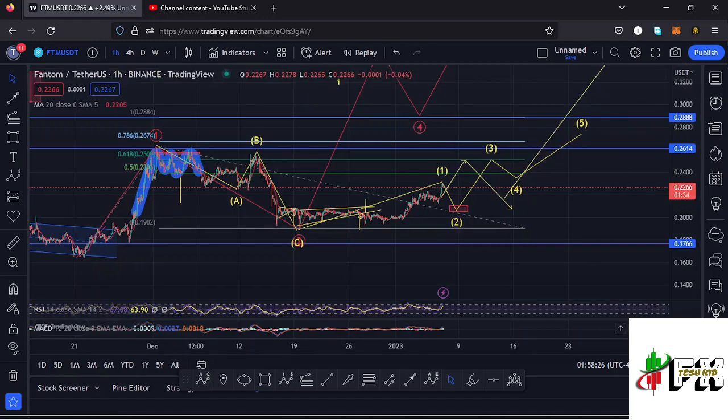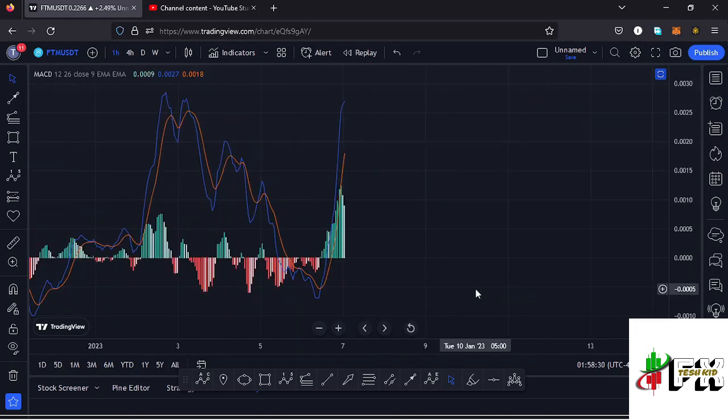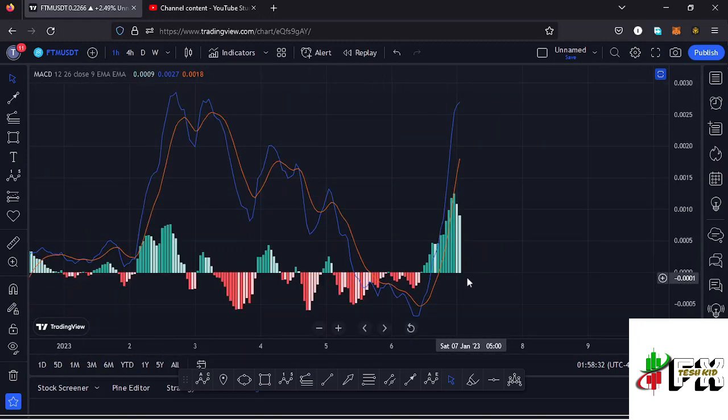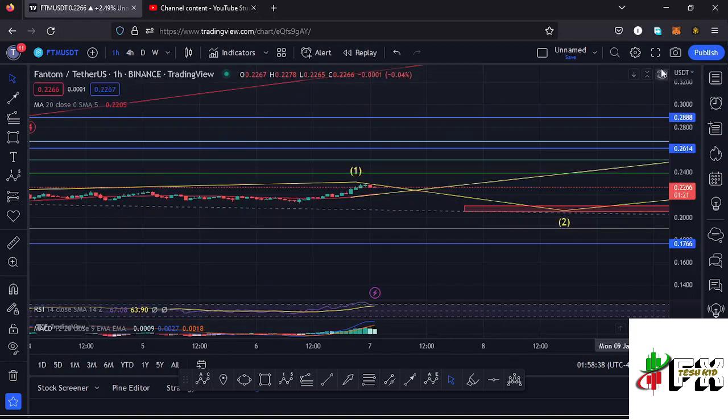Also taking a look at the MACD, on the MACD we have printed a bullish cross, and that would mean higher prices are coming our way, but we are seeing a decrease in the buying momentum, meaning soon we might be able to print that bearish cross. So let's be patient and see how that plays out, and I'll keep you updated.